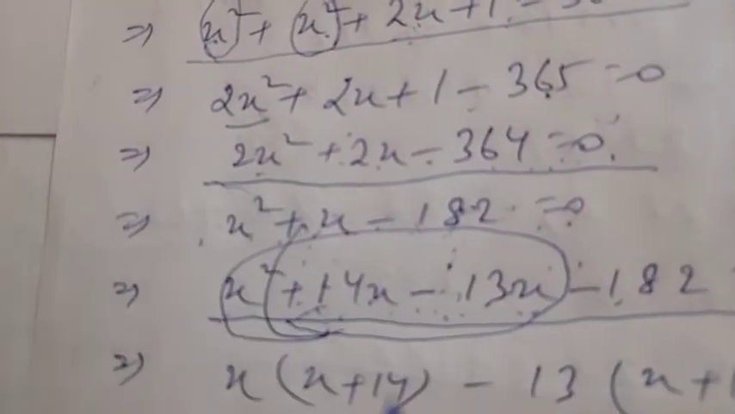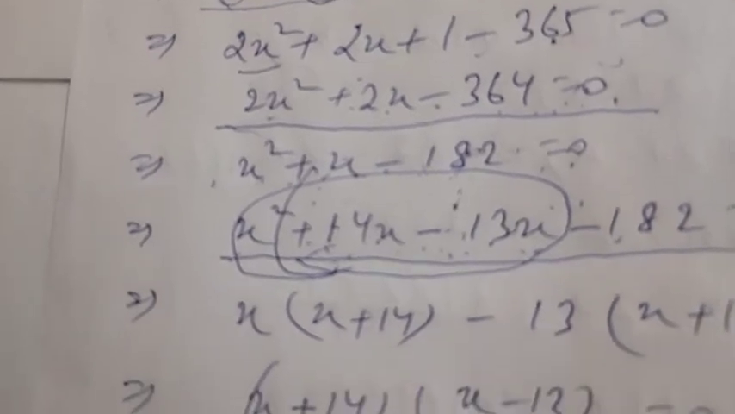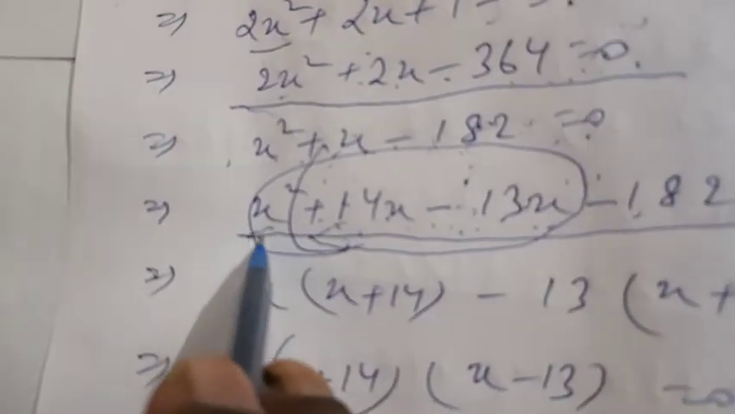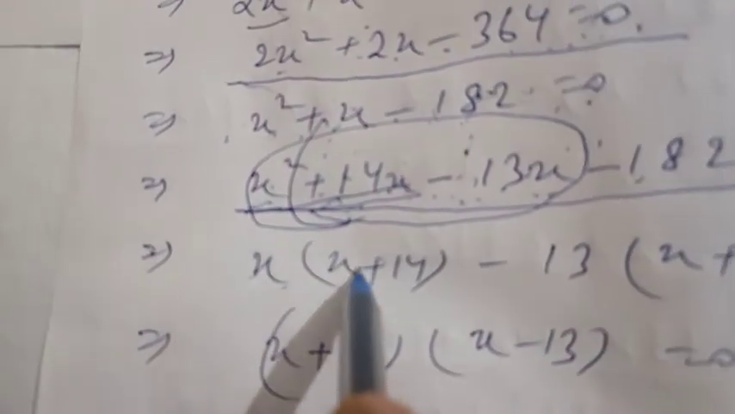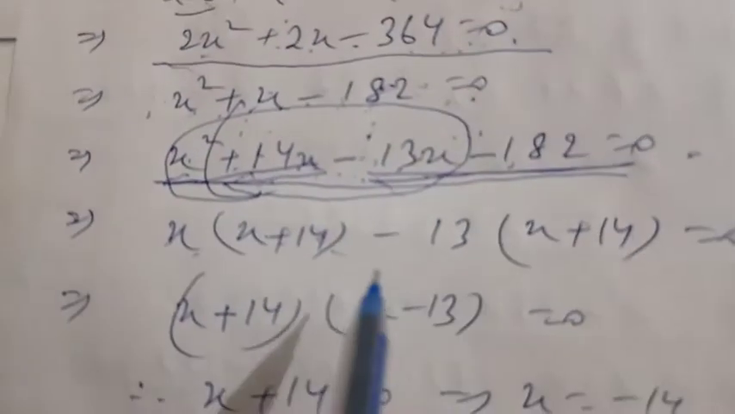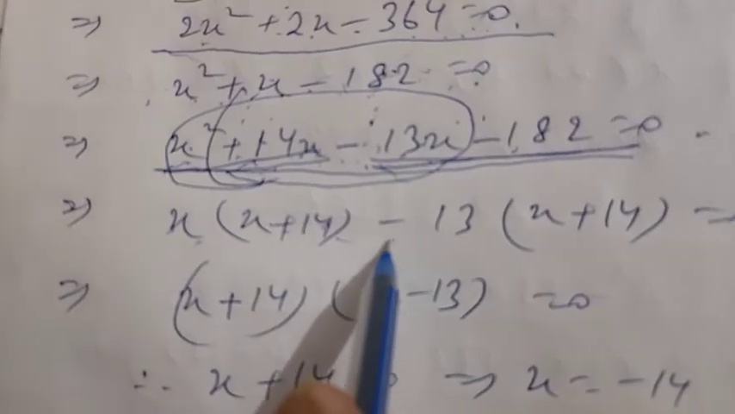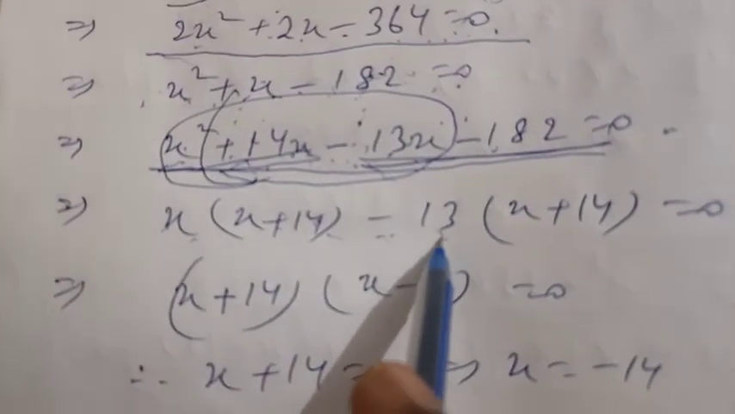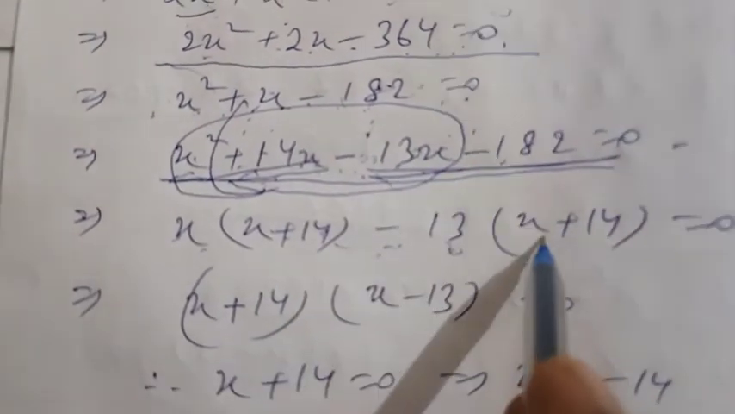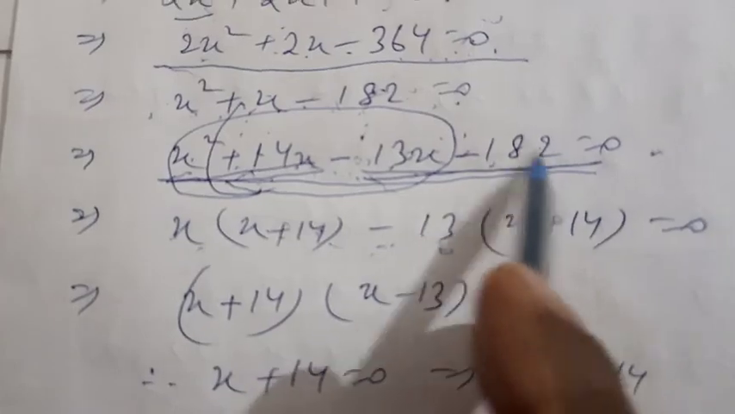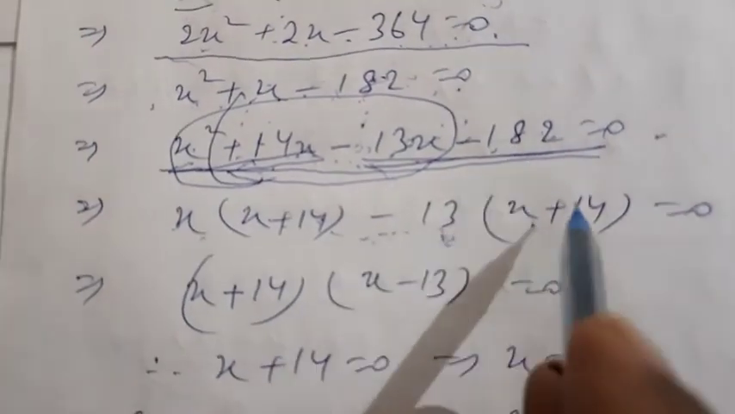Now we have to find the common term in them. We see that the term which is common in x square and 14x is only x. We will divide each term here by x to get x plus 14 inside the bracket. Again we see what is common in the last two terms? It is minus 13. So this minus 13 is common in them. What is left? Minus 13x when divided by minus 13 is left with plus x. Minus 182 when divided by minus 13 is left with plus 14.